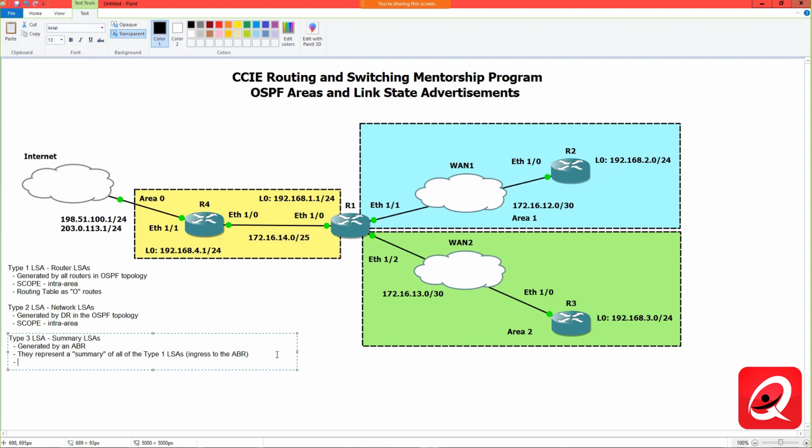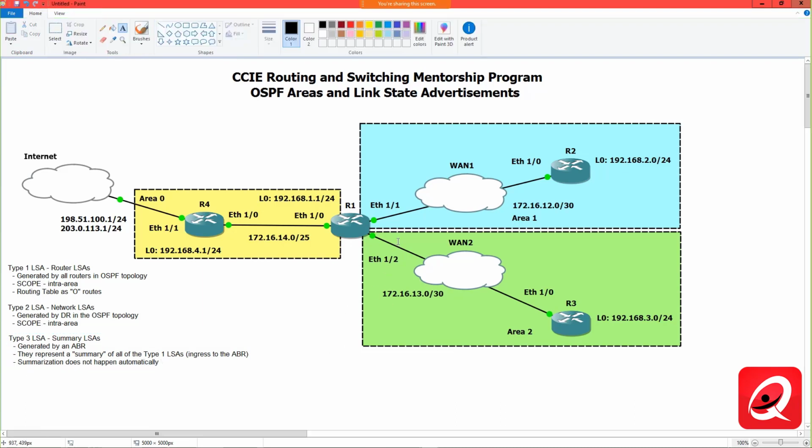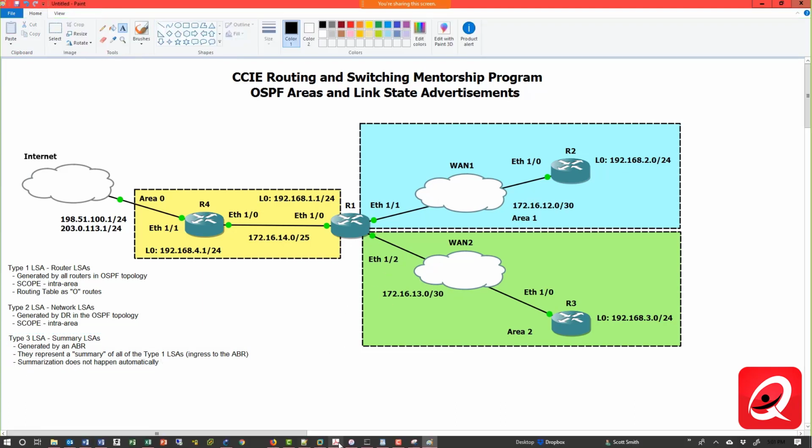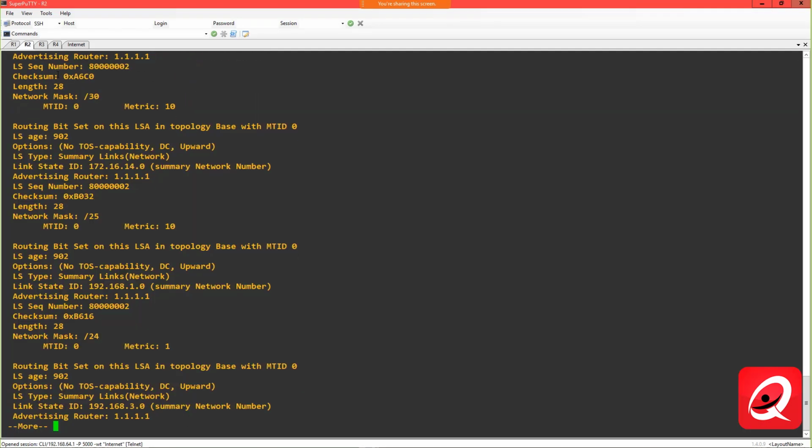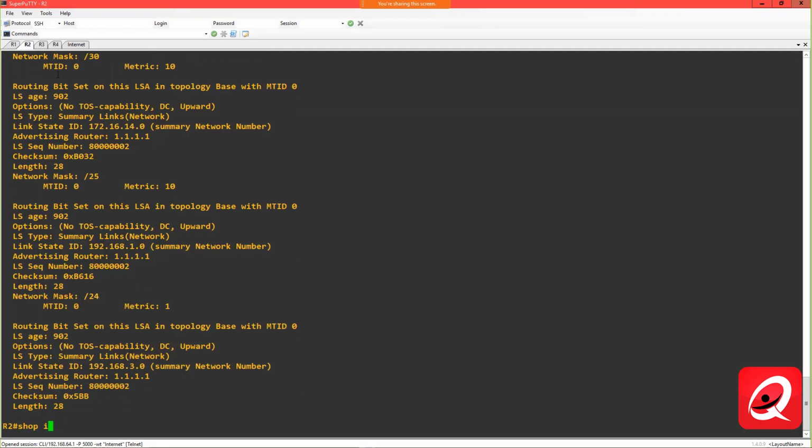One thing I will say, though, is that summary LSAs, summarization, does not happen automatically. So let me see if I can go into router 2 and maybe throw in a couple more loopbacks here, so I can kind of show you what I mean. Show IP interface brief.